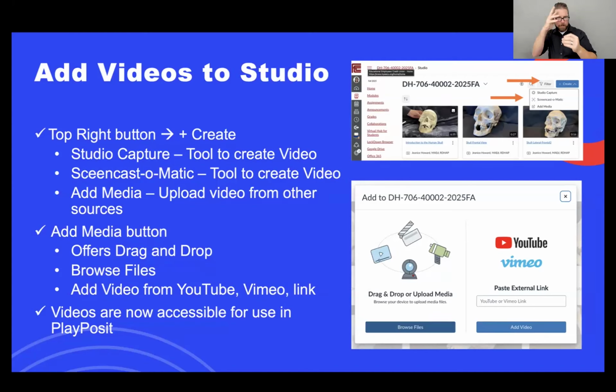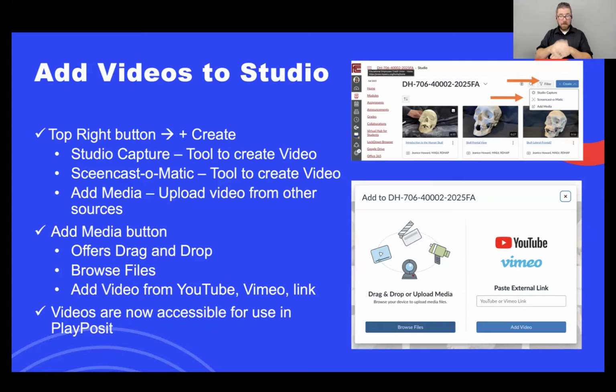Once I use the little arrow and get the drop down window, I find Studio Capture, Screencast-O-Matic, or Add Media. So I'm not going to demonstrate any of these other features, but I just want to kind of point out what it means. So Studio Capture is truly a video. You can create a video right there in Studio. Or it opens up Screencast-O-Matic. Screencast-O-Matic is a tool that captures your screen. So it can video a PowerPoint you're giving, whatever you have on the screen, and it will create your video.